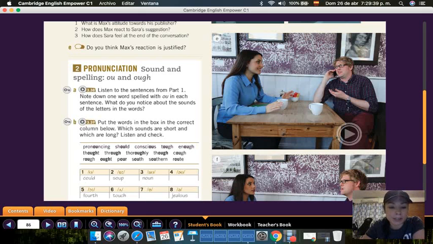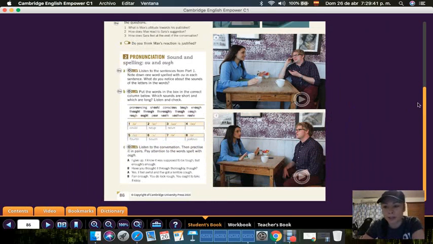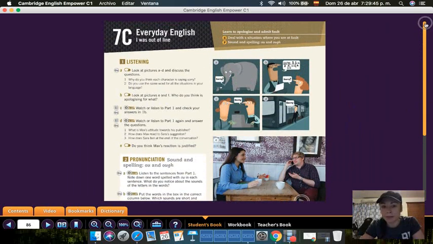Now, on page 86, let me get it smaller so you can look at it better. Let me just go a little bit right here. It says, everyday English, I was out of line. On page 86, there's a listening. Look at pictures A to D and discuss the questions. Why do you think each character is saying sorry? Do you use the same word for all the situations in your language?